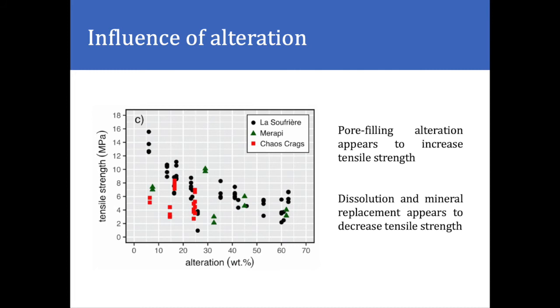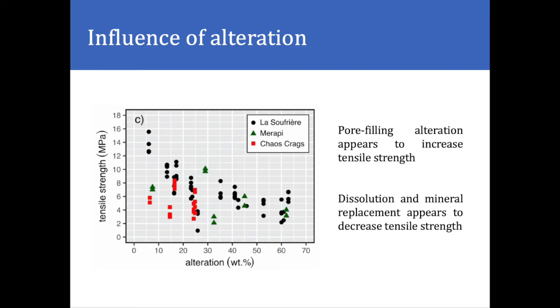Finally, we also explored the influence of alteration on the tensile strength of volcanic rocks using laboratory experiments. Experiments were performed on altered rocks from La Soufrière de Guadeloupe in the Eastern Caribbean, Merapi volcano in Indonesia, and Chaos Crags in California in the USA. The x-axis here is the weight percent of secondary alteration minerals, used here as a proxy for the alteration.